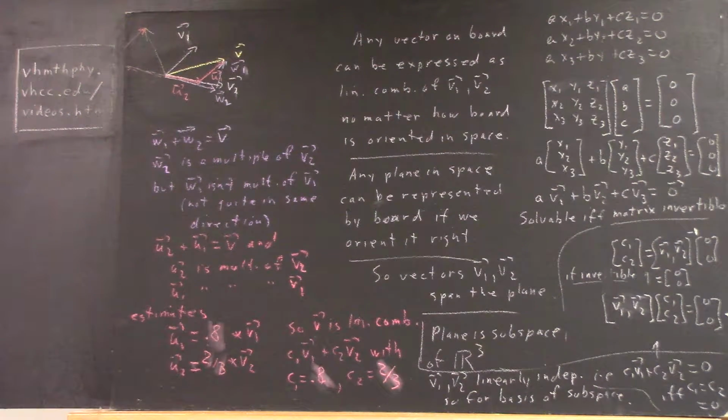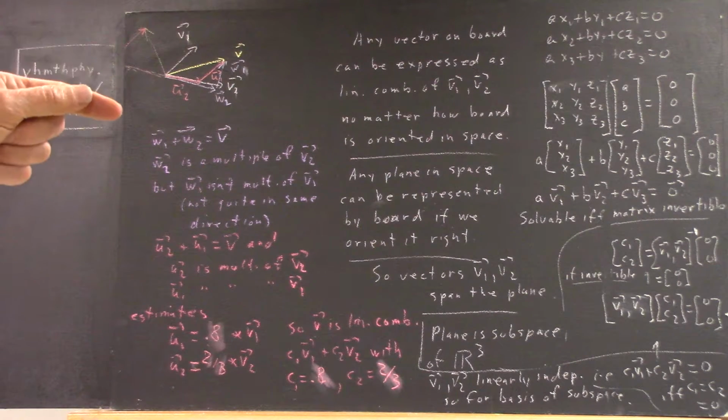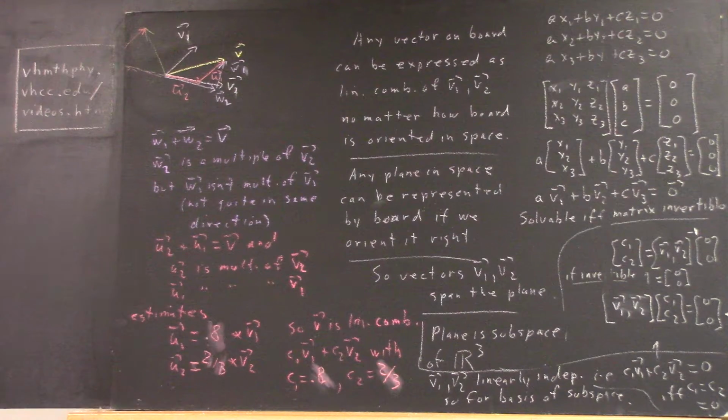So again, it should be clear that any vector we want to draw in the plane can be expressed as a linear combination of V1 and V2, as a sum of multiples of V1 and V2, and we can imagine that process geometrically, and it's actually a fairly simple process.